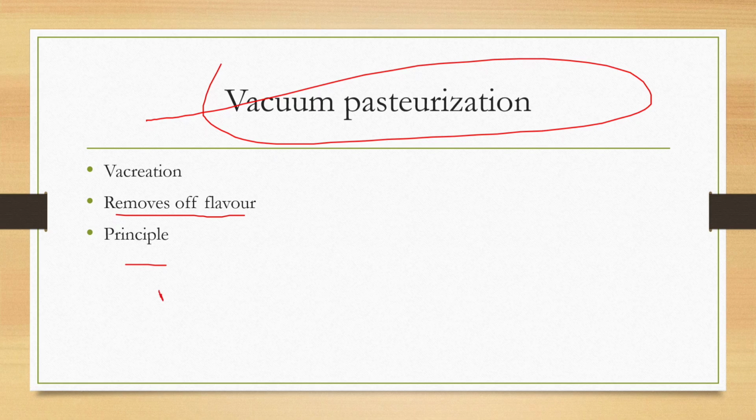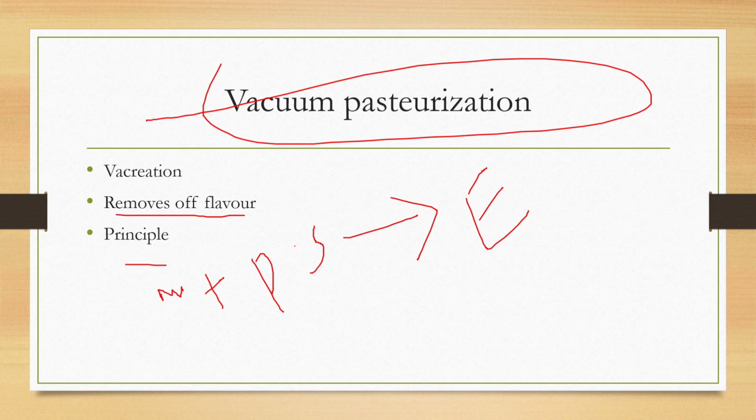What they say is that this is milk, M stands for milk, and milk plus pressure steam, I'm denoting it as PS. So milk with pressure steam is immediately followed by a sudden and spontaneous expansion. So this is the principle behind vacuum pasteurization.